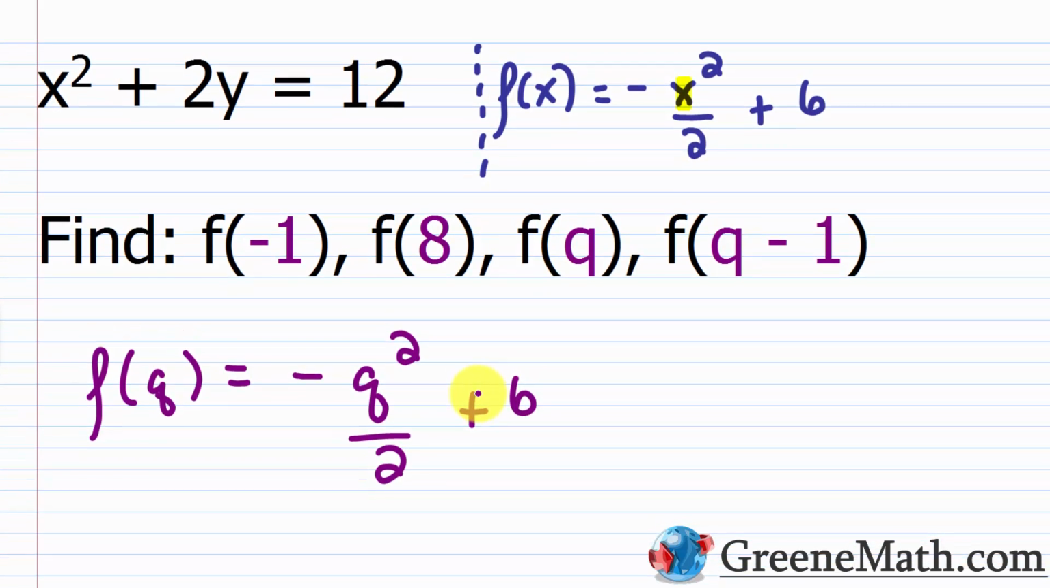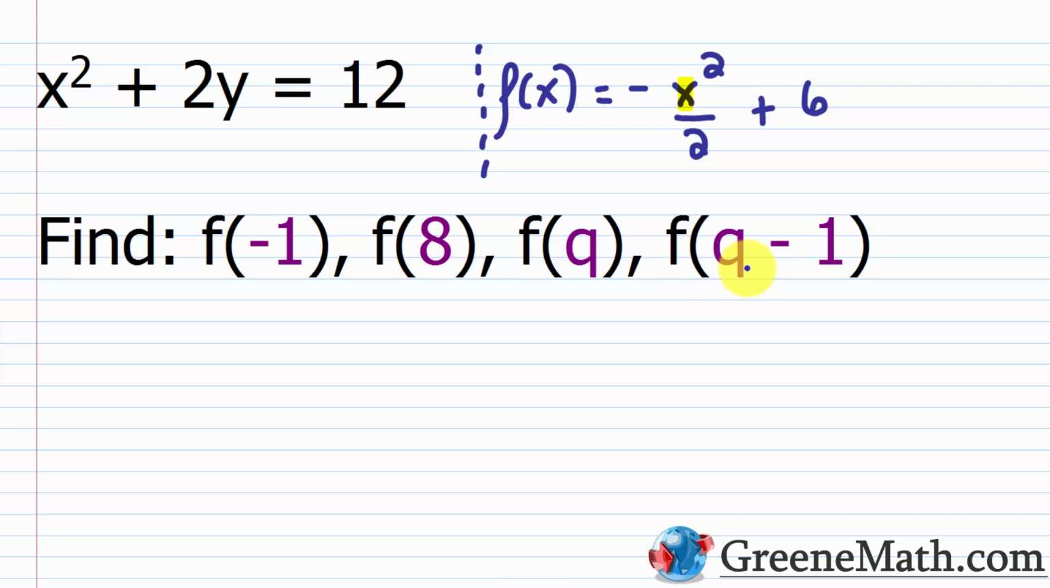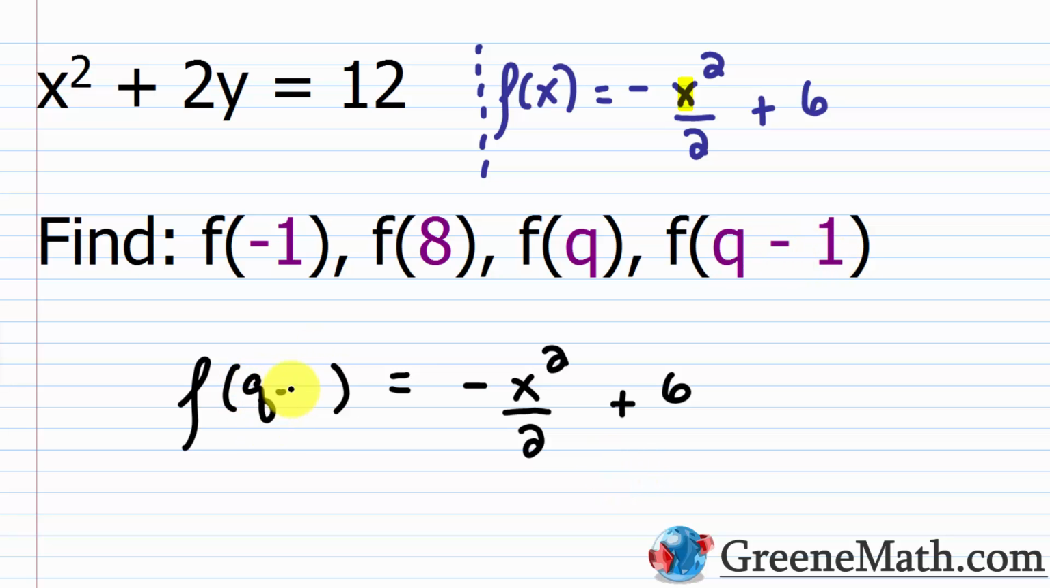All right, let's look at the last one. We're going to have f of q minus 1. So again, let me start by writing f of, and I'm just going to put a blank here instead of x because I have to fill it in with this. This is equal to the negative of x squared over 2 and then plus 6. So inside the parentheses, I'm going to use q minus 1. You have to be careful here because you have to plug the q minus 1 in for x, and that whole quantity is being squared.